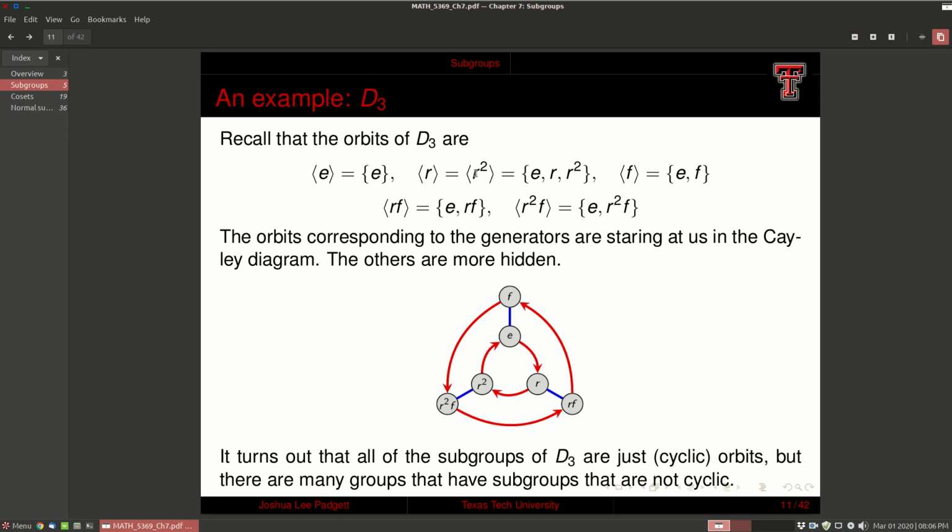Now similarly, if I compute the orbit of R squared, what do I get? R squared times R squared is R to the 4th. So what do I mean? R squared, and I do R squared again, and I go to R. And I do R squared again, and I'm at E. So I get the same exact group.